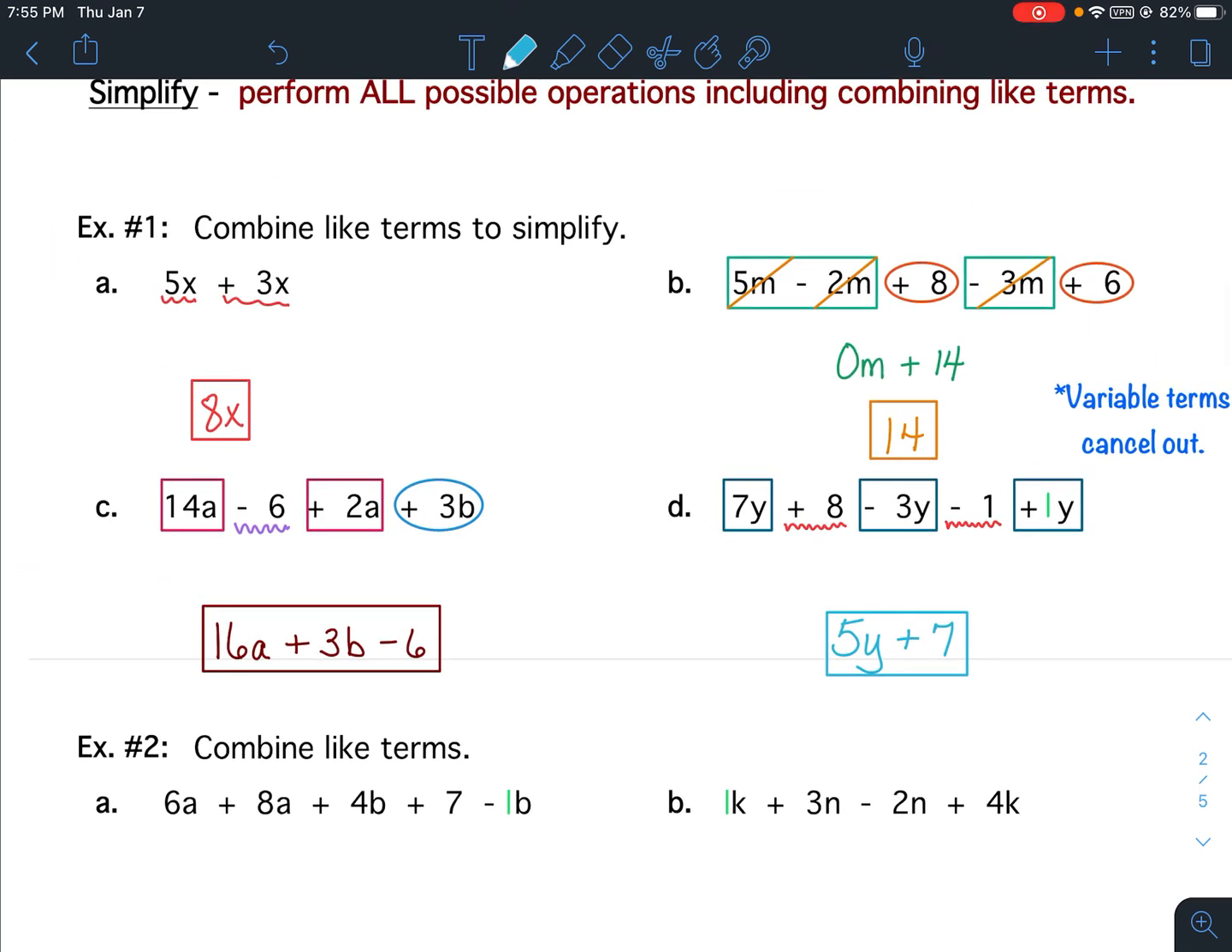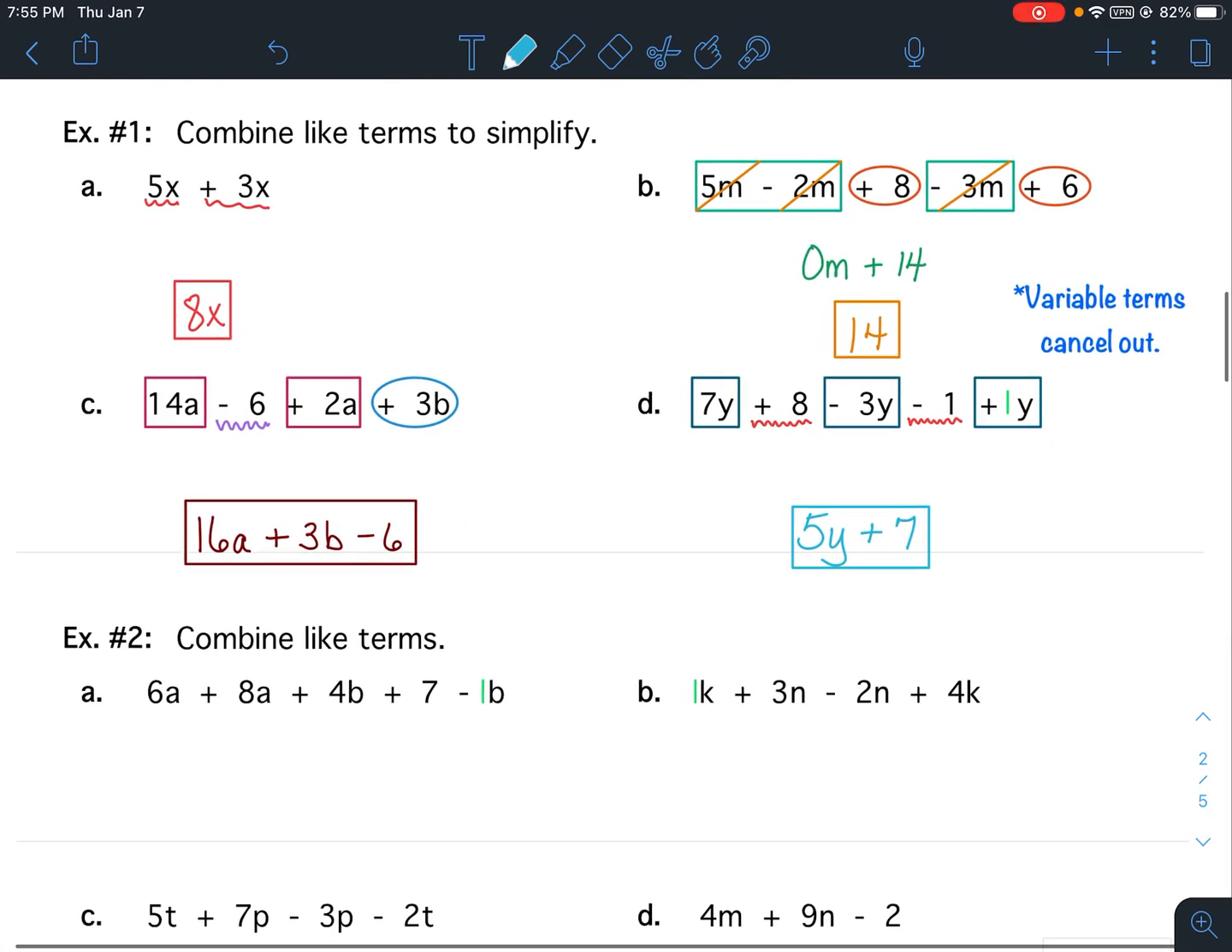Right, so that is it for example 1. Please pause your video. Make sure that you wrote everything down that I wrote down. Please make sure you did that. If you have any questions on example 1, please let me know.